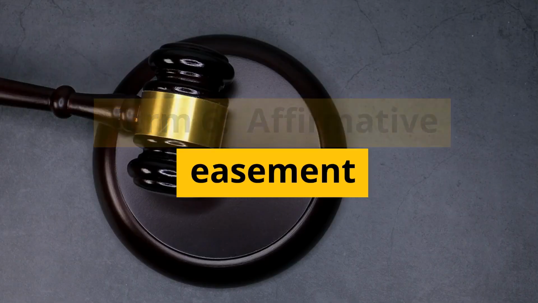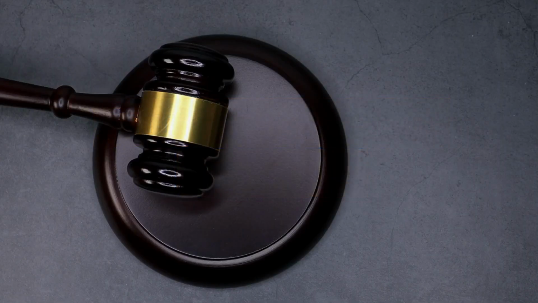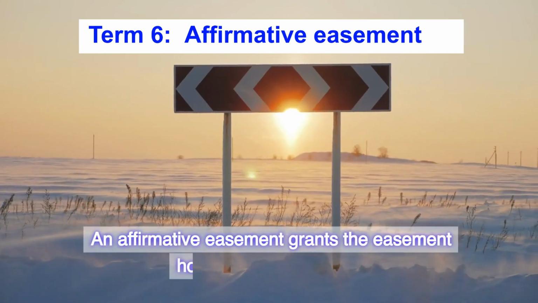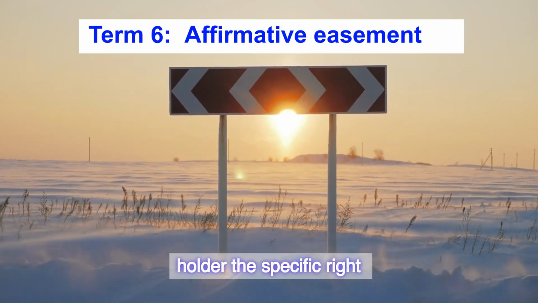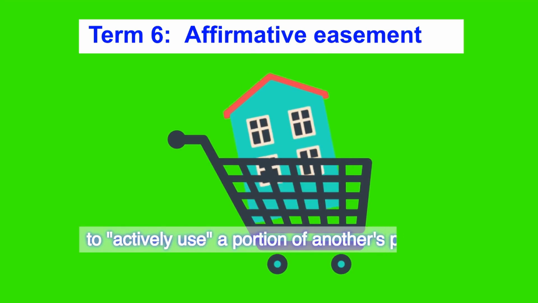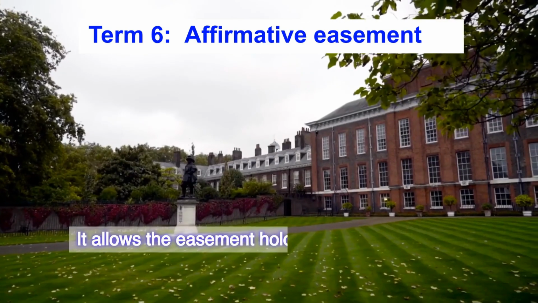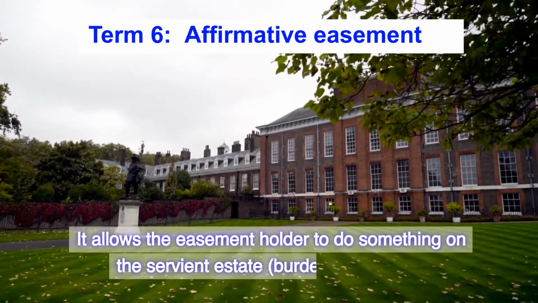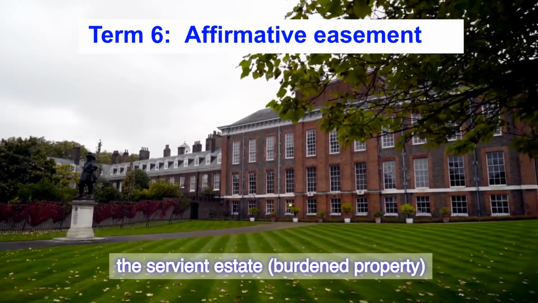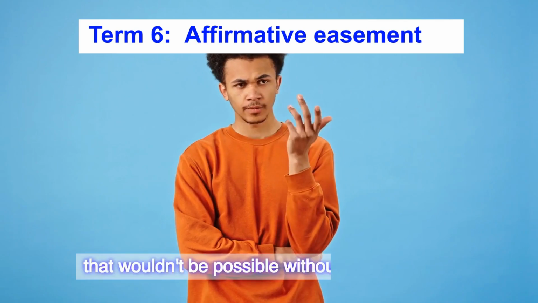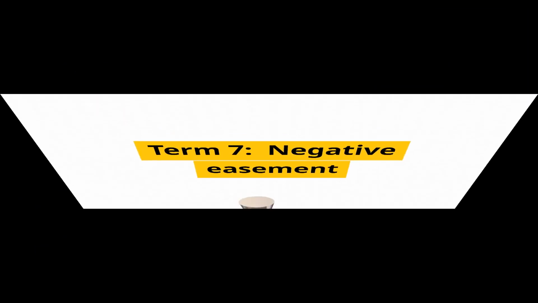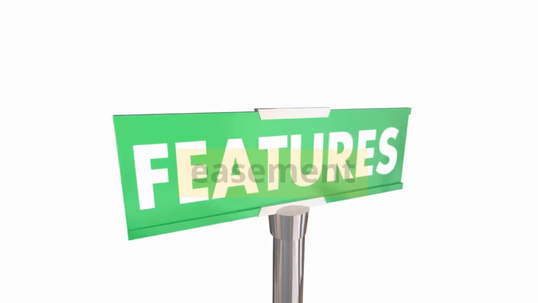Term 6. Affirmative easement. An affirmative easement grants the easement holder the specific right to actively use a portion of another's property in a designated way. It allows the easement holder to do something on the servient estate, burdened property, that wouldn't be possible without the easement.